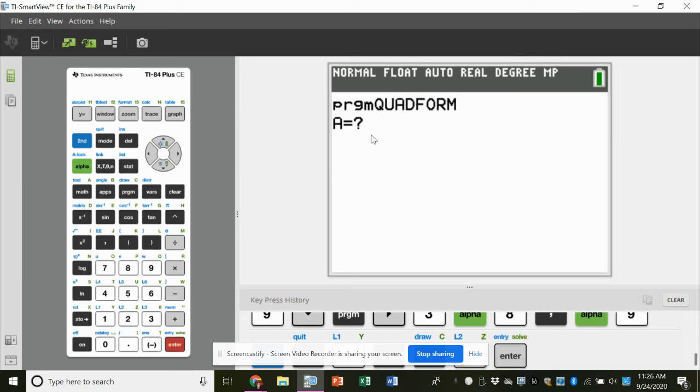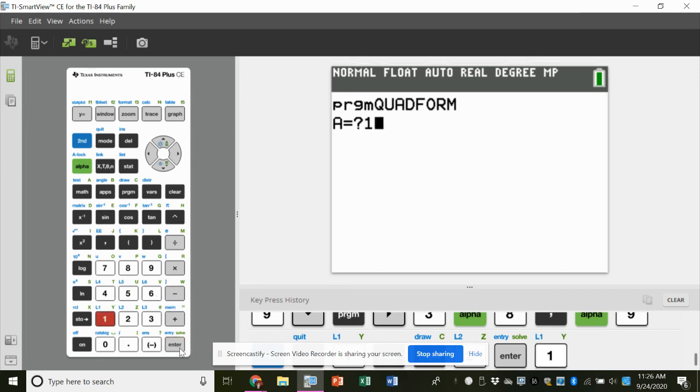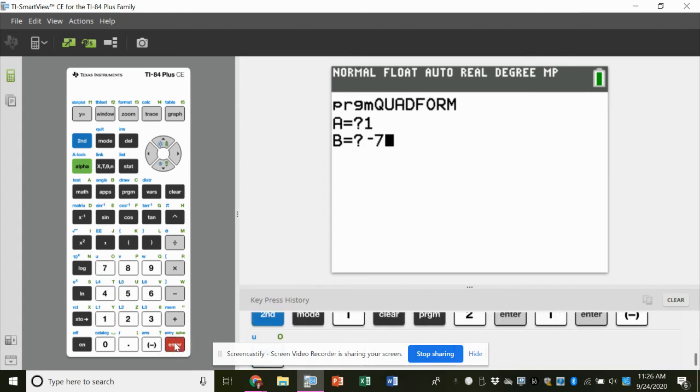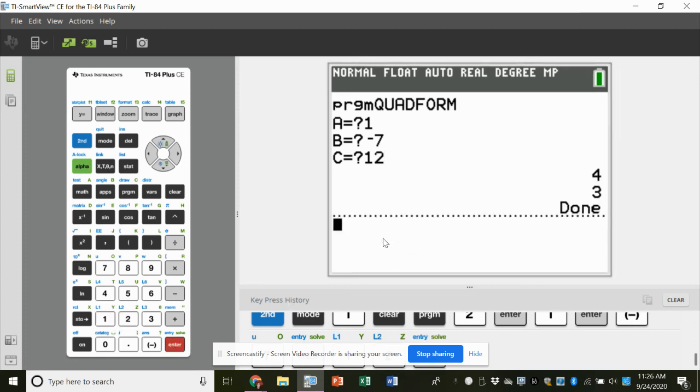Now it's prompting us for A. If we're doing x squared, then that's a 1. Minus 7x is a minus 7. And 12 would be 12. So we've got our A, B, and C. It calculates it for us, and it tells us that the two solutions are 4 and 3.